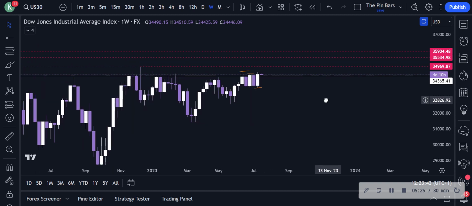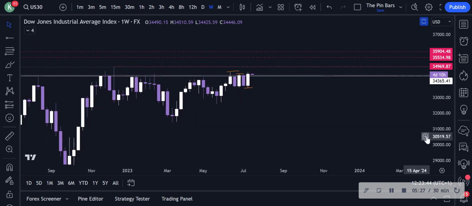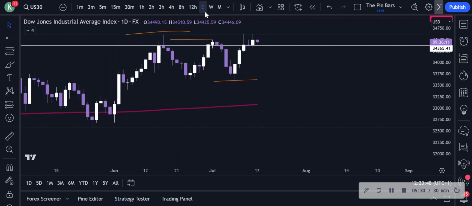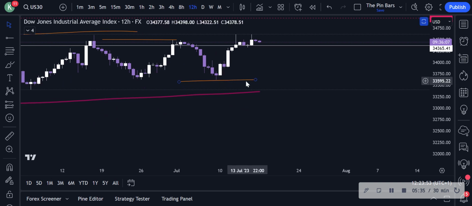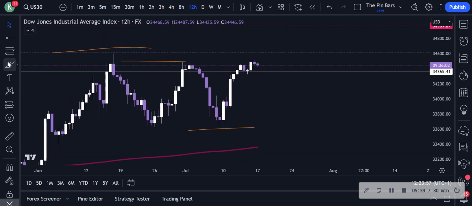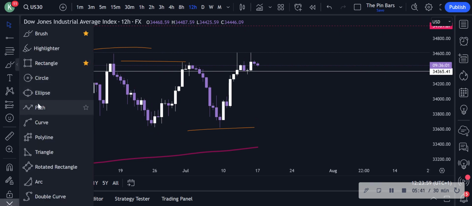However, in the short term, there is going to be a retracement. Where do I think the retracement is going to happen? That is a fair value gap. We could draw a 12-hour fair value gap right here.